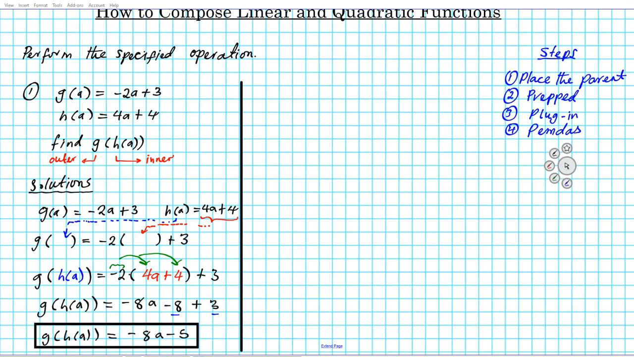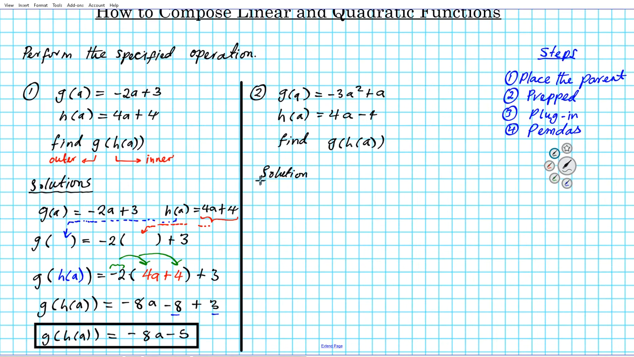All right, let's take a look at question number 2. So number 1, we had the composition of two linear functions. Number 2, how about we have a situation where we have the composition of a quadratic binomial and a linear function. All right, so what's the result going to be here? So in this case, let's say we want to find g of h of a. All right, okay, let's do it.